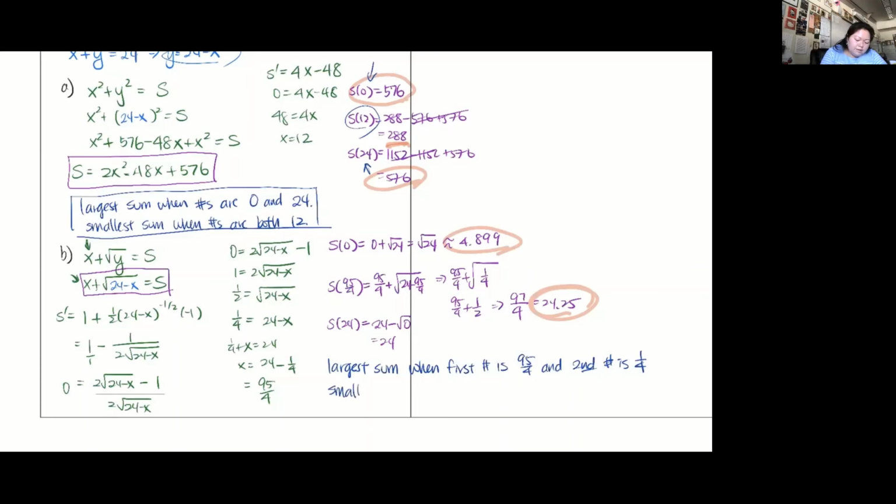The smallest sum when the first number is 0 and second number is 24. Not true the other way around. If your first number is 24 and the second number is 0, that's not the smallest sum. So again, this is the type of situation where the order does matter. Which one's your first number versus your second number? Whereas in the first one, in part A, it doesn't matter which one's your first number or your second number. You'll get the same answer.